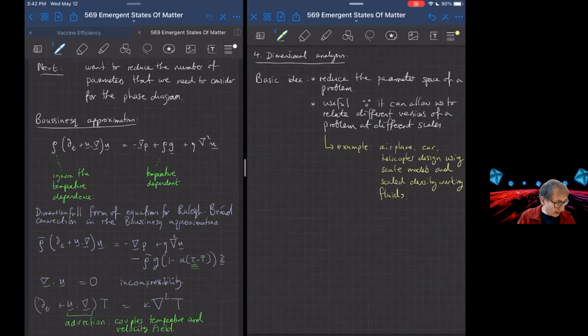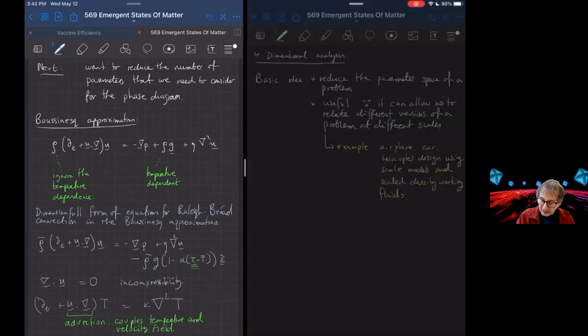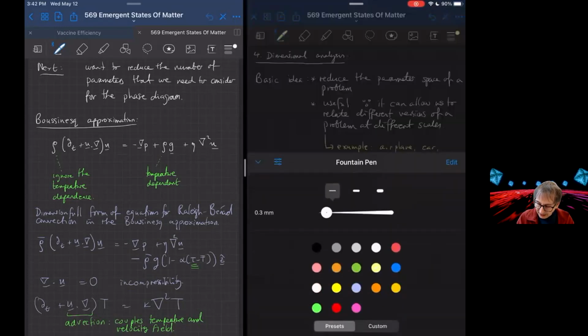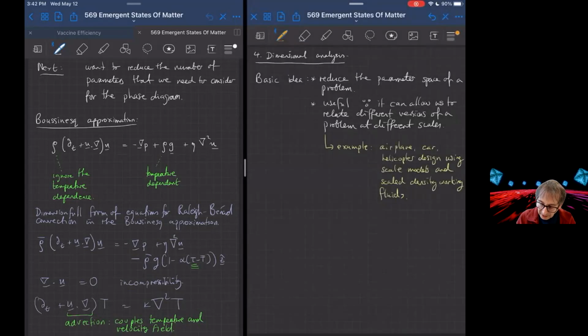Okay, so that's why it's useful. So there's another thing which is mistaken for dimensional analysis. Sometimes people mistake dimensional analysis as including looking at limiting behavior.